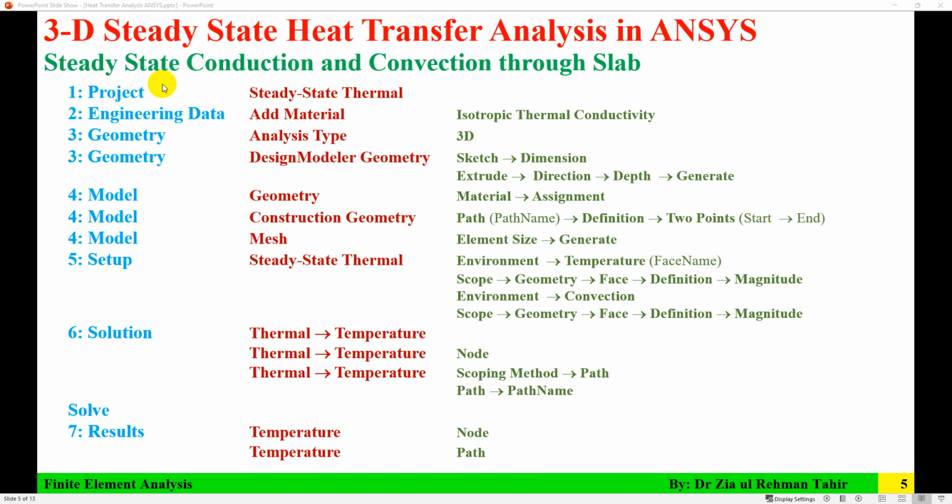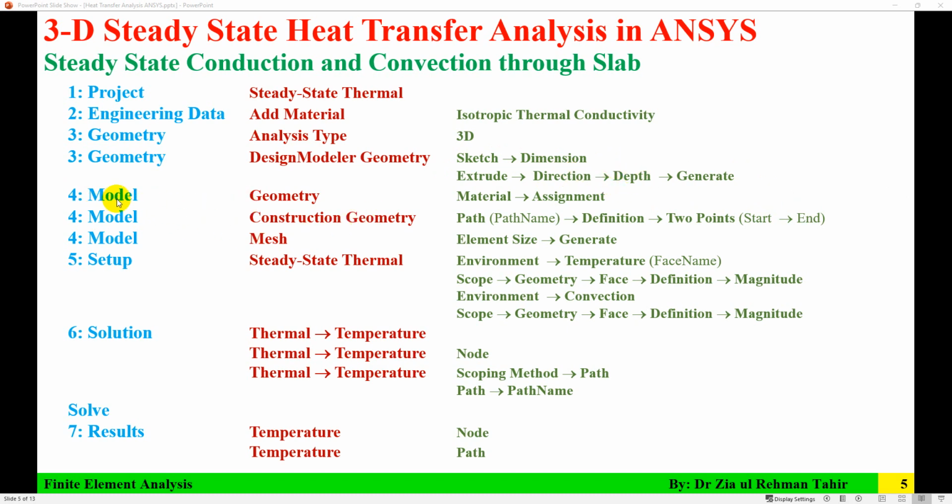As it is a steady state heat transfer analysis, you need to start a steady state project and then add some materials. By default it is structural steel, so you can add from the material library. In the geometry, the analysis type is 3D, and you need to start a Design Modeler geometry, where you first sketch the front and then extrude it, and you can specify any direction and give the required depth.